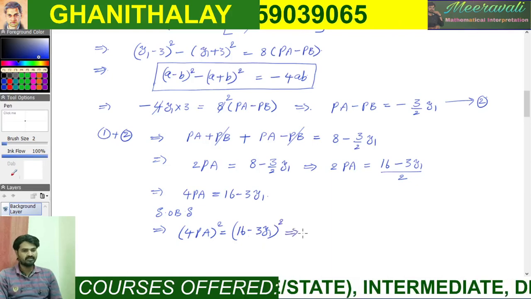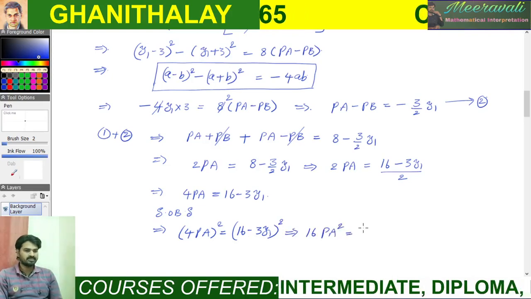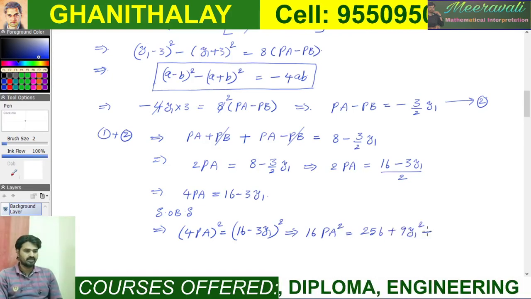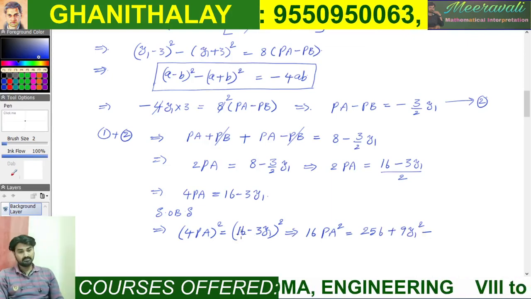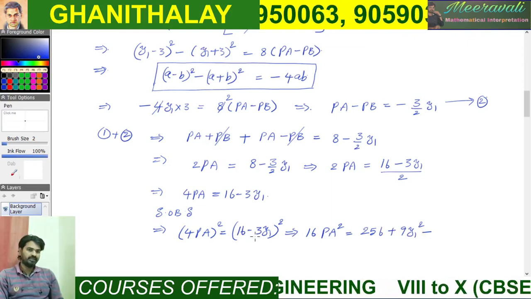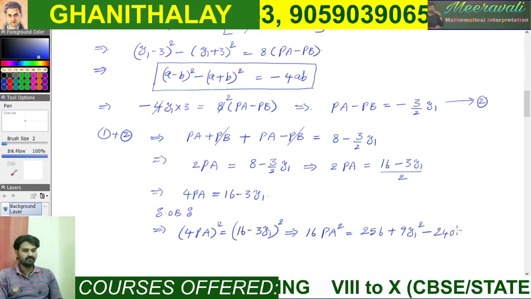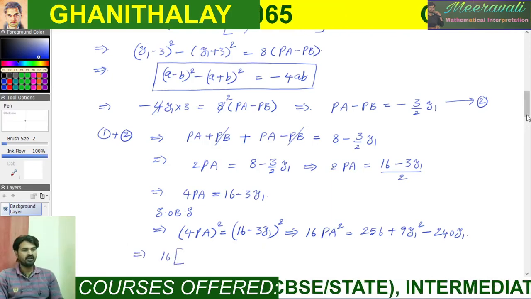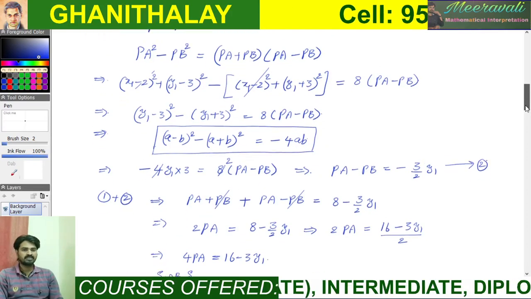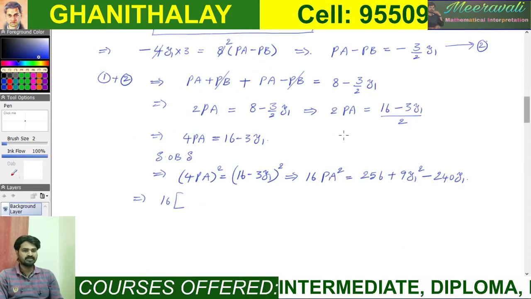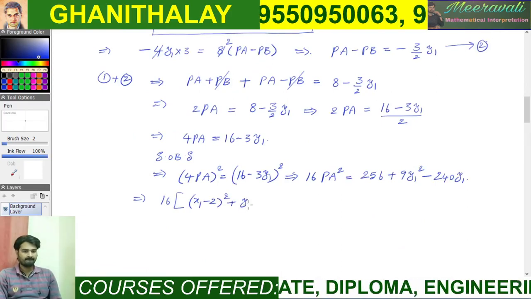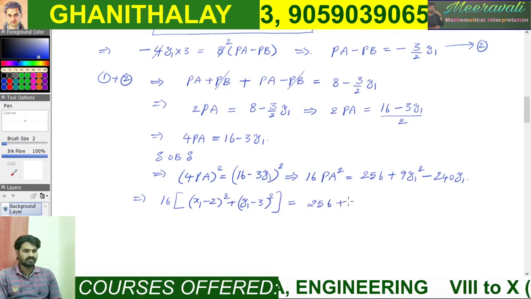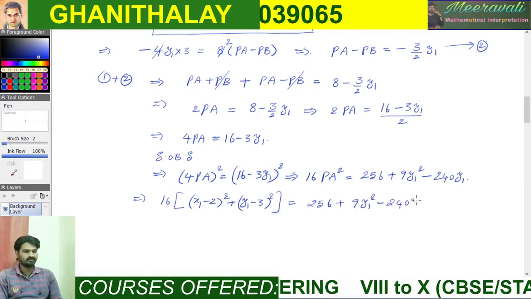Now expand this one. 4 square means 16, PA square is equal to, this is (a minus b) whole square, 256 plus 9y1 square minus 16 5s are 80, 80 3s are 240 y1. Now on the left hand side, 16 into PA square, what do you have to write? P point and A point. So PA square means (x1 minus 2) whole square plus (y1 minus 3) whole square is equal to 256 plus 9y1 square minus 240y1.